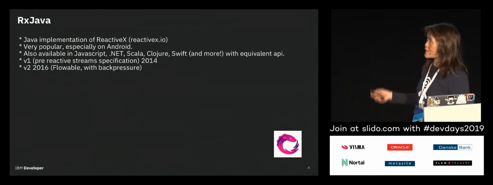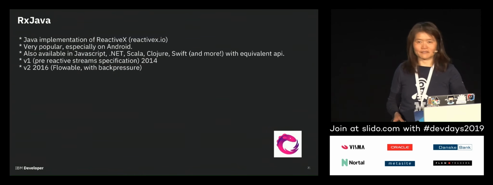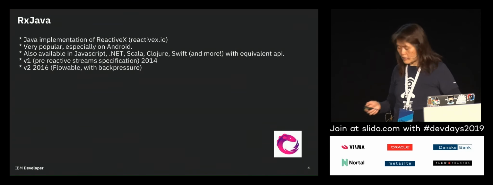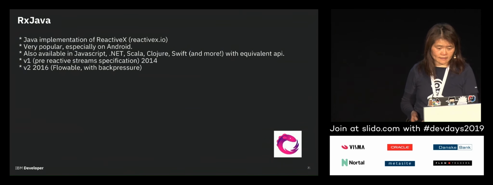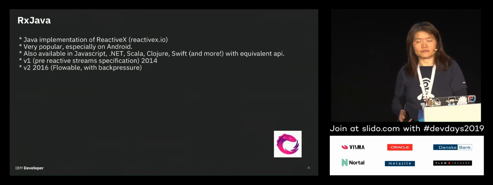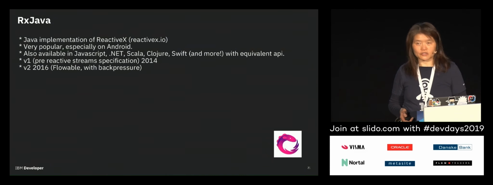Okay, the last part of this presentation, let me quickly go over it. It looks like I probably have little time left. First of all, the four tools I want to talk about, RxJava first. That's a Java implementation of ReactiveX, and it's very popular, especially in Android. It started out as Reactive Extensions for .NET at Microsoft, and then Netflix ported it to Java. In 2016 it came out with Flowable and backpressure as well. The current version is still RxJava 2.